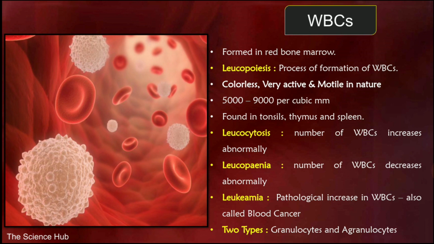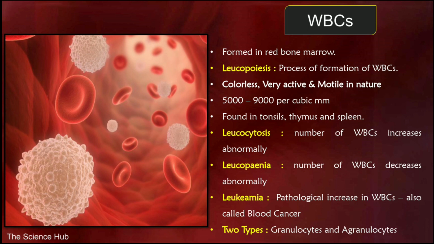White blood corpuscles. They are formed in red bone marrow. The process of formation of WBCs is known as leukopoiesis. They are colorless, very active and motile in nature. Their number varies from 5,000 to 9,000 per cubic millimeter of blood. They are found in tonsils, thymus and spleen.